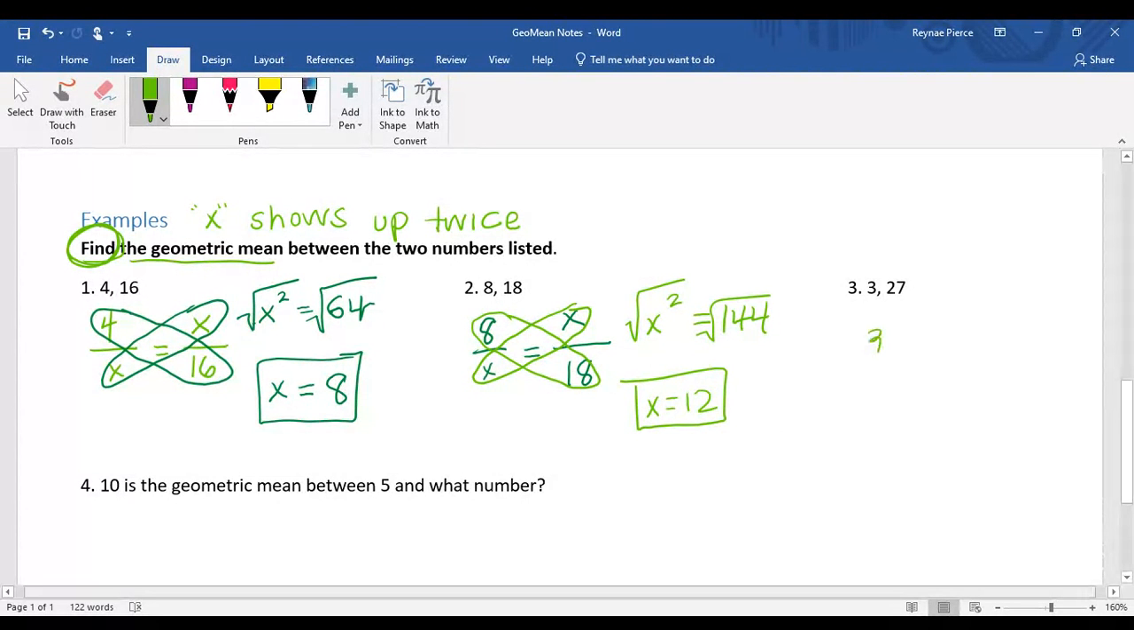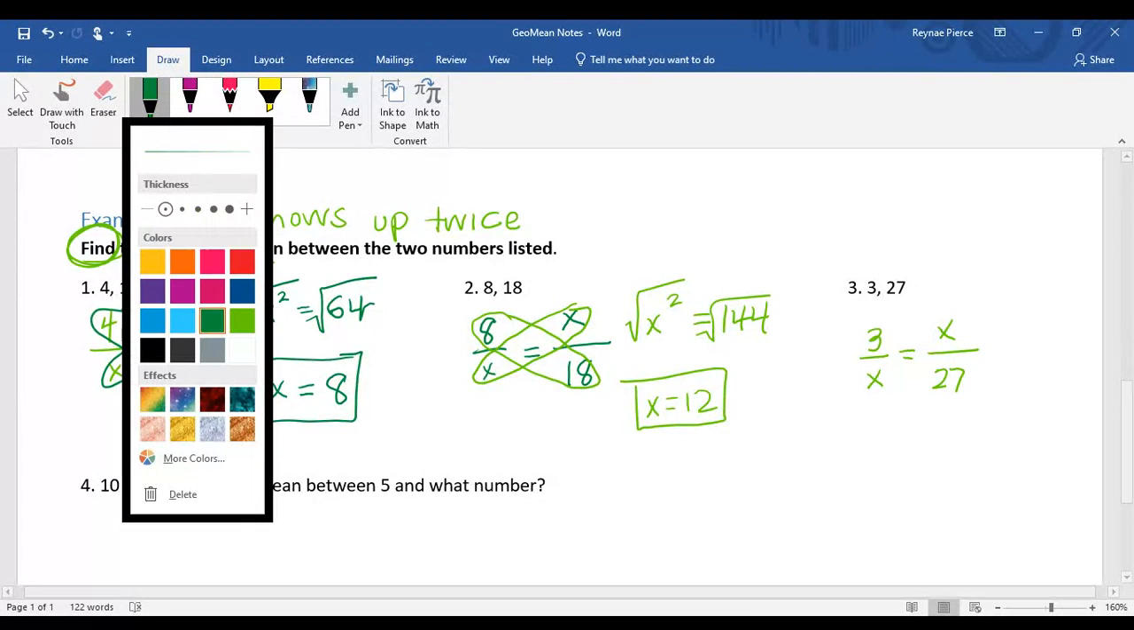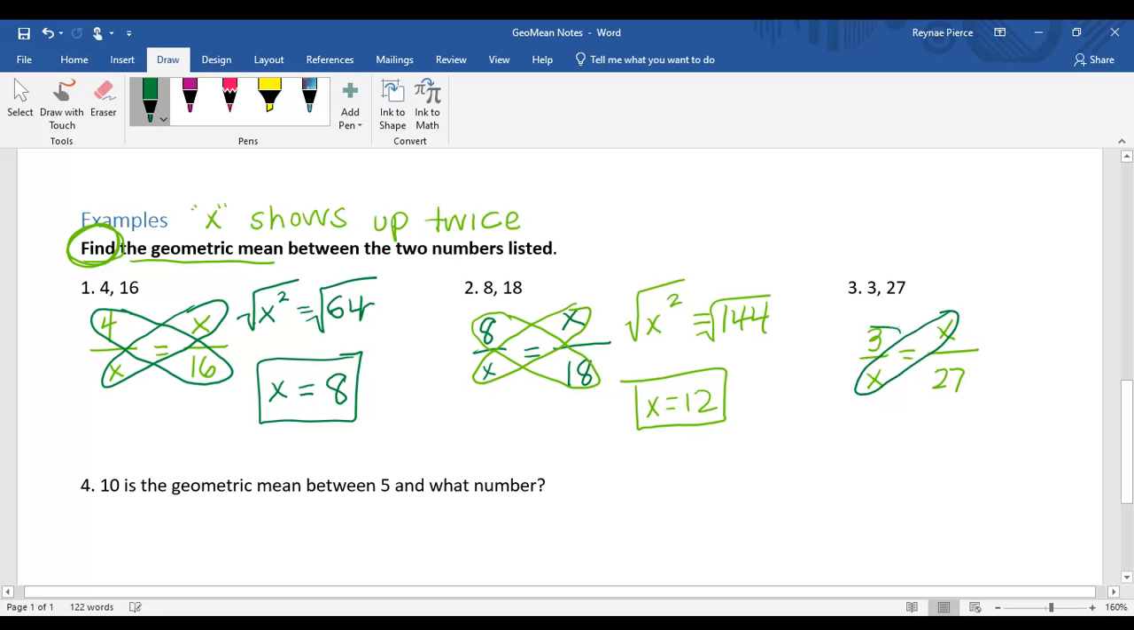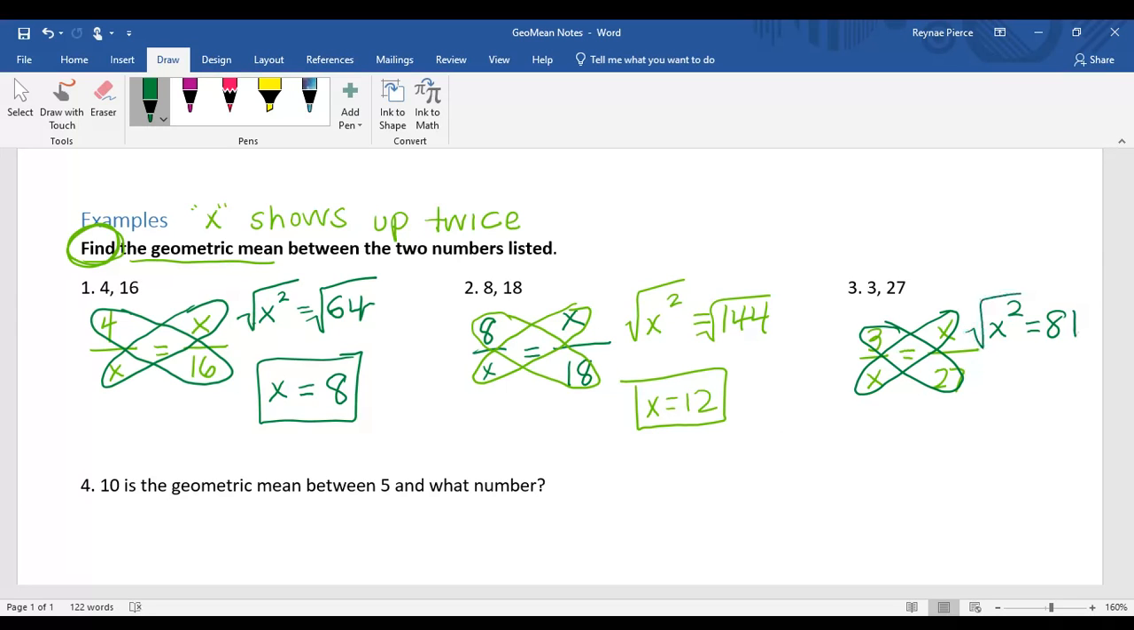Number 3 here, we want to know the geometric mean between 3 and 27. The x's need to be diagonal from one another, and then the two numbers that were given need to be diagonal from one another. We cross multiply. If x squared is 81, that means x is 9, so 9 is my geometric mean between 3 and 27.